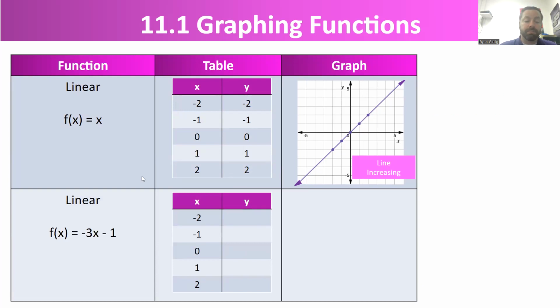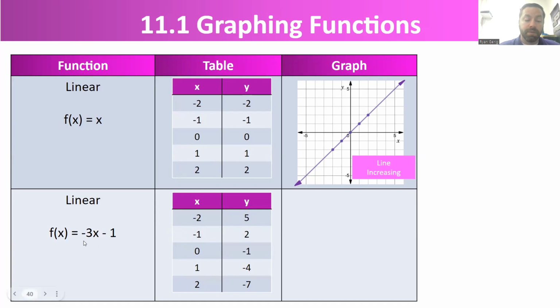Let's take a look at another one. This is linear because x is simply being multiplied by -3. So I'm going to take -2 and put it in for x. So -3 times -2 gives me 6. 6 minus 1 is 5. And I've already had this set up, so I just want to show you that that's how you get the y value.